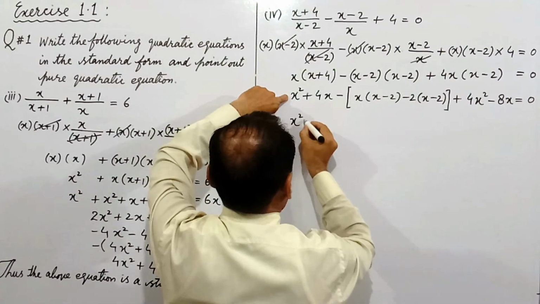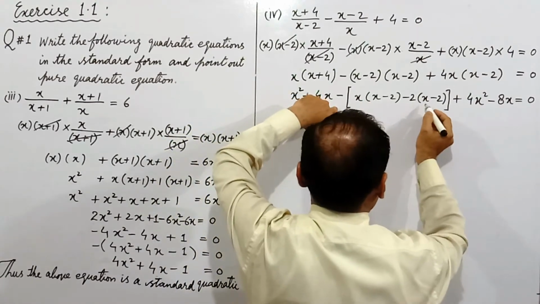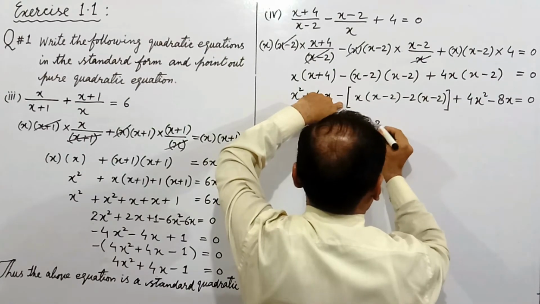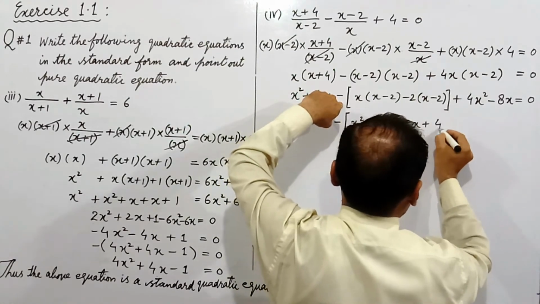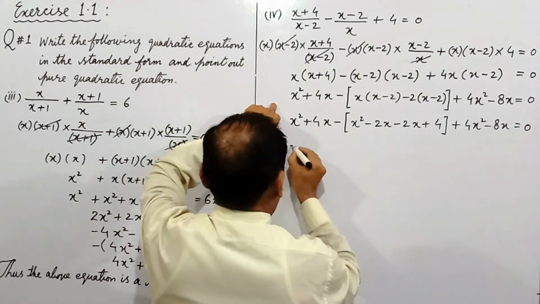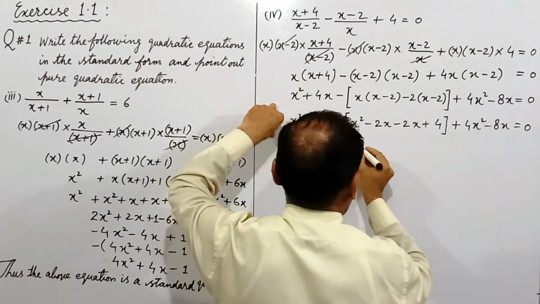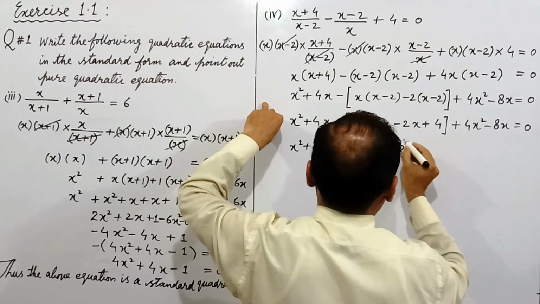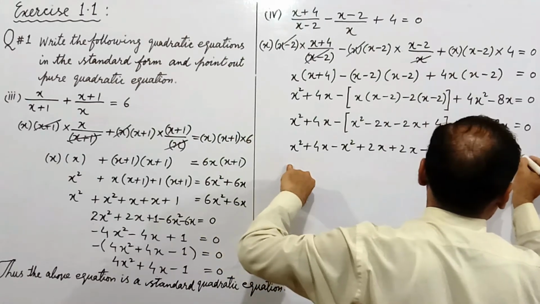In the next step, x square plus 4x minus, we do the internal part of the bracket according to the rule, x into x, x square, plus minus minus 2x, minus plus minus 2x, minus minus plus 2 to the 4, plus 4x square minus 8x is equal to 0. X square plus 4x minus, we open the bracket, minus x square, minus is multiplied to minus plus 2x, minus is multiplied to the minus plus 2x, minus plus minus 4, plus 4x square minus 8x is equal to 0.